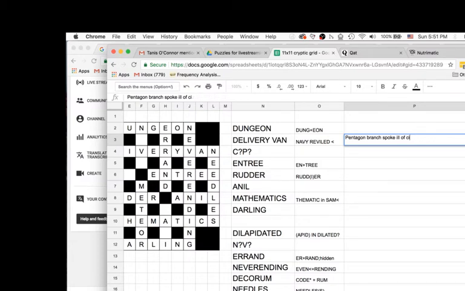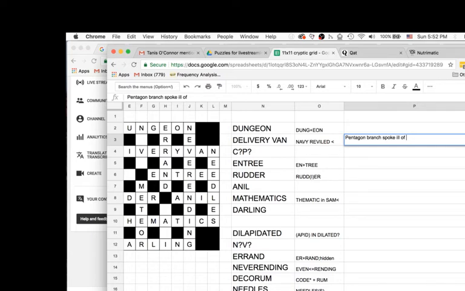We need a reversal indicator. Spoke ill of. So we could have recalled. You know, you recall a vehicle. I don't want to use something that is particularly dull, like backwards in this case, but sometimes that works. Let's say recalled. Is there anything else? It feels like there should be something regressive. Reversible.